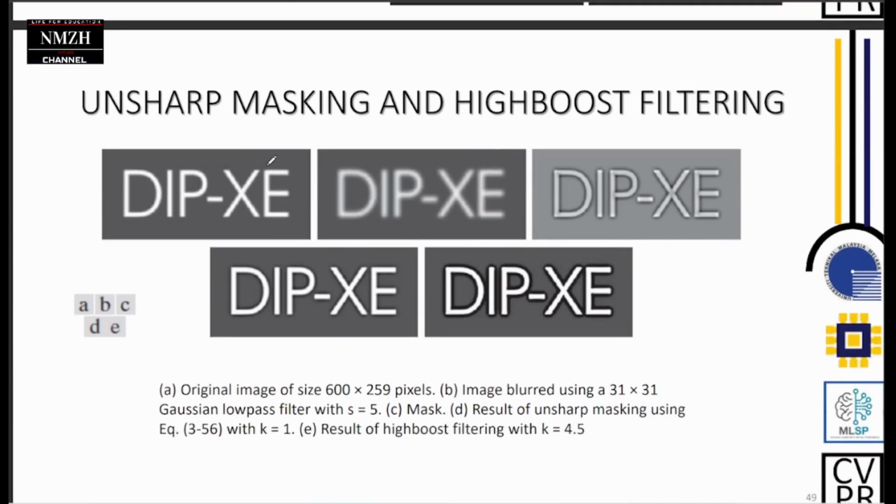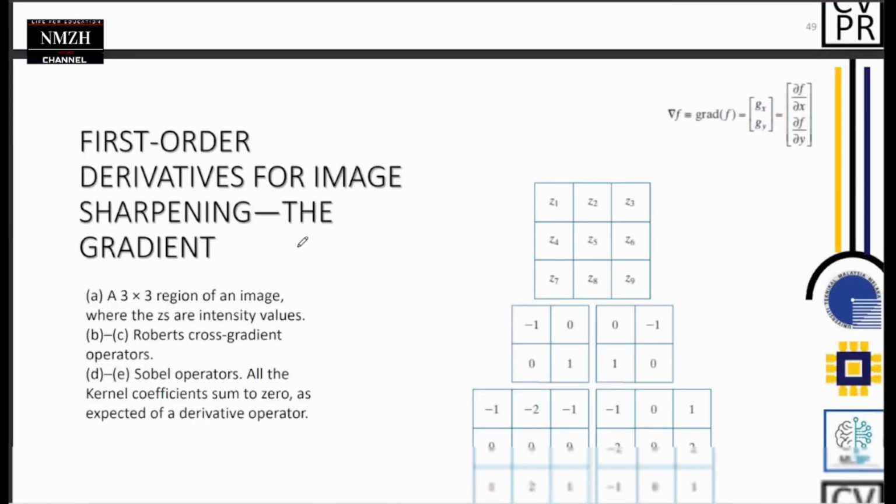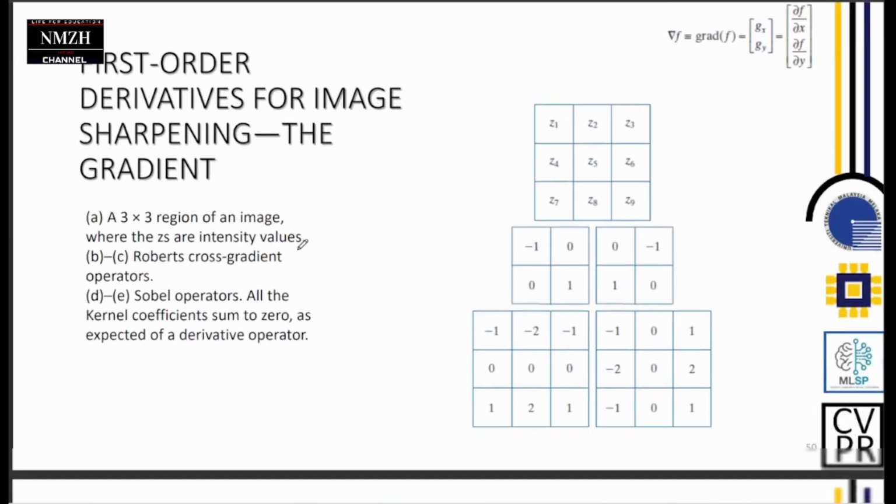Imagine that we have a blurred image as A. At the end of the day, this will be the result of the high boost of that particular given image. And there will be some examples for the sharpening. That would be the gradient.